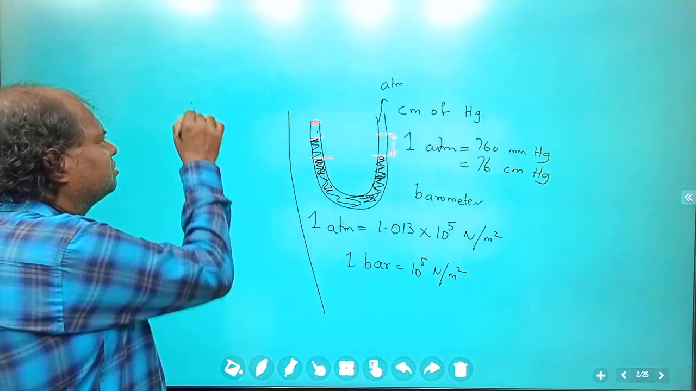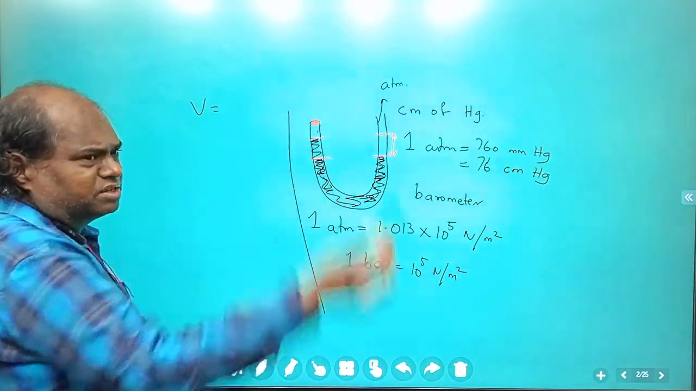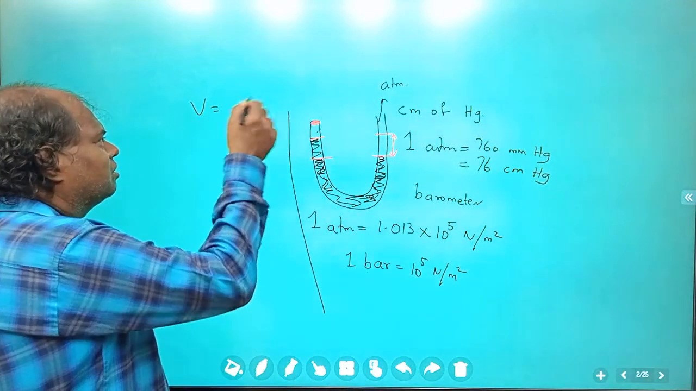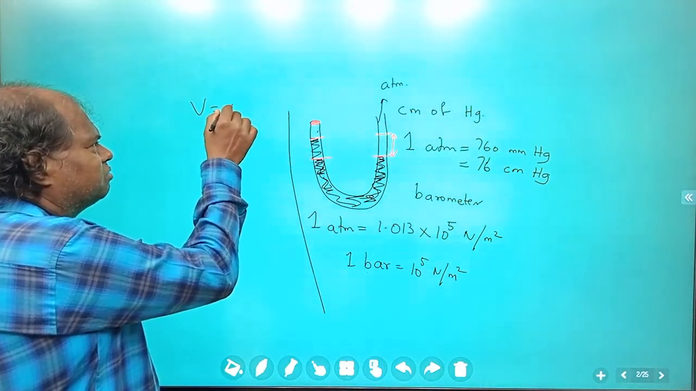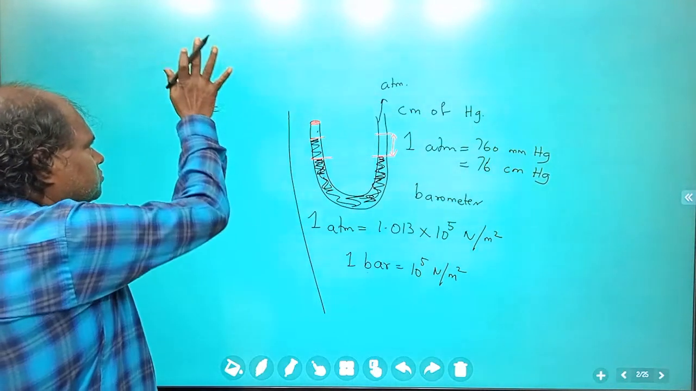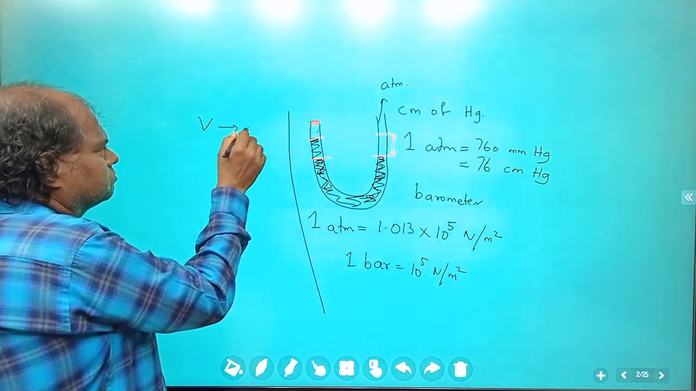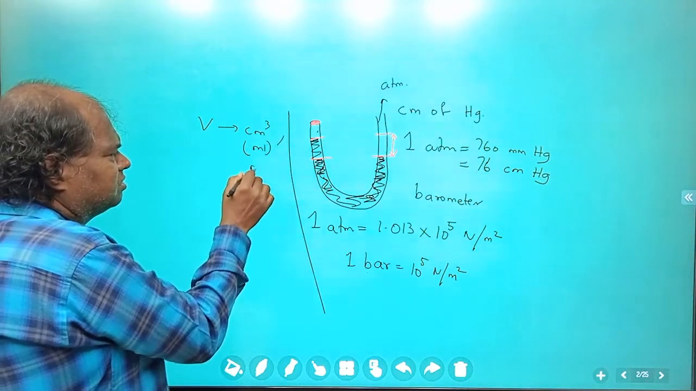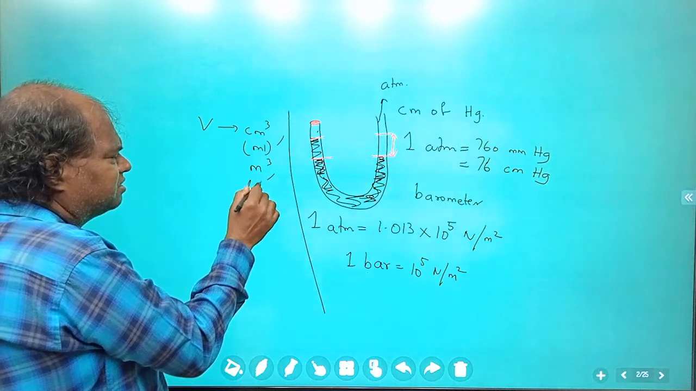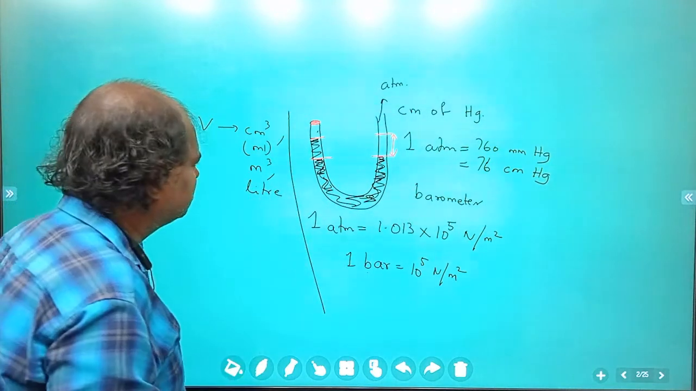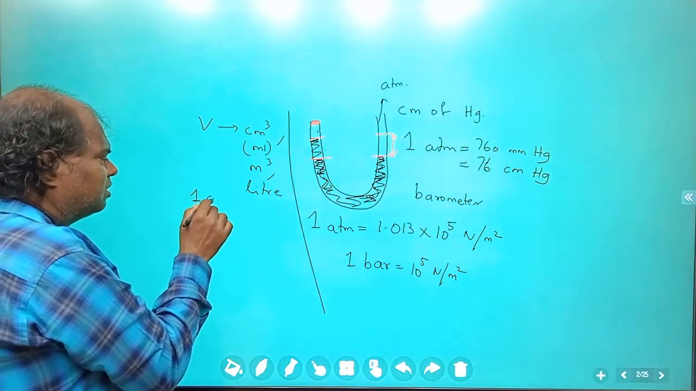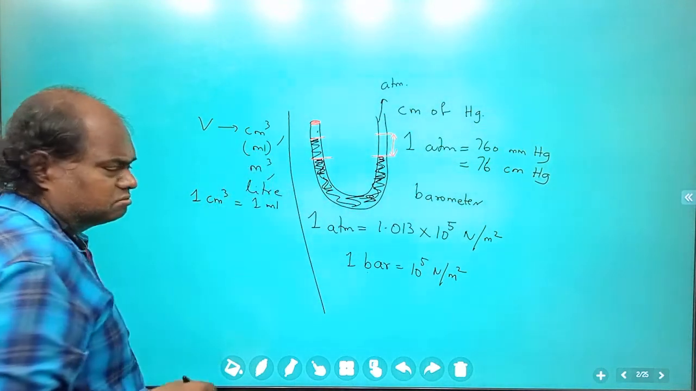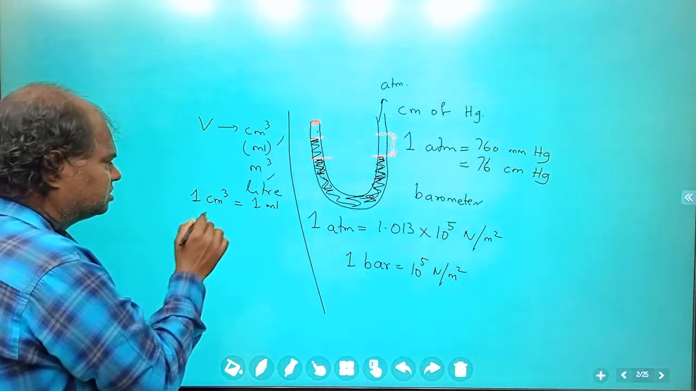Then we come to volume. Volume, it's very simple. You just use a measuring cylinder, right? Measure the volume. Volume can be expressed in centimeter cube. Centimeter cube and ml both are same, students. Meter cube, liter, you can have volume in everything, right? So let me write now here, 1 centimeter cube is equal to 1 ml. Both are same. Is that clear?